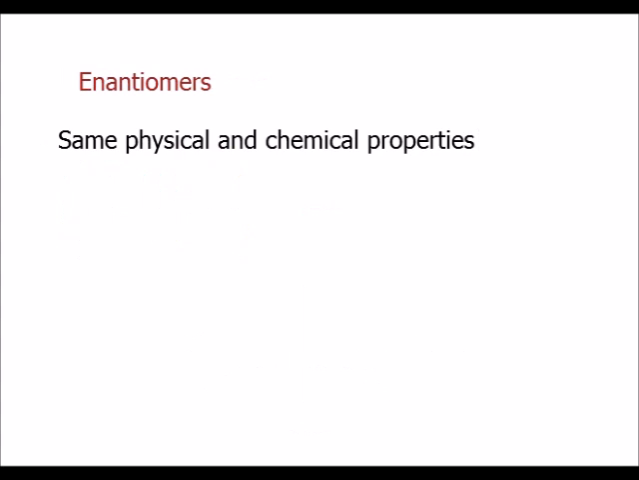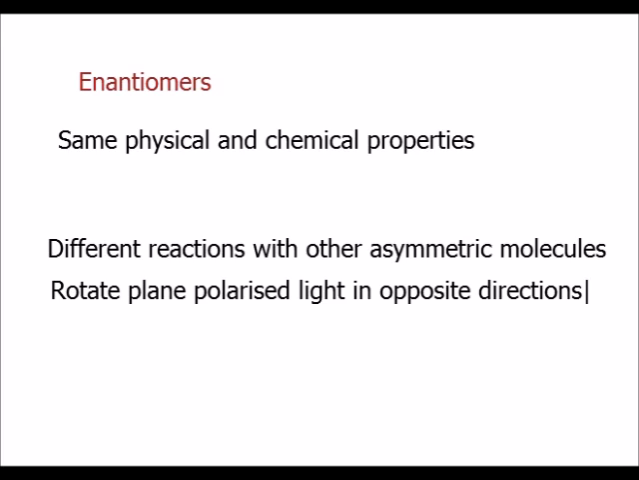So enantiomers usually have the same physical and chemical properties. However, enantiomers usually have different reactions with other asymmetric molecules. So this can be very important in drugs, in medicine, because they could have completely different effects. They also rotate plane polarized light in opposite directions.